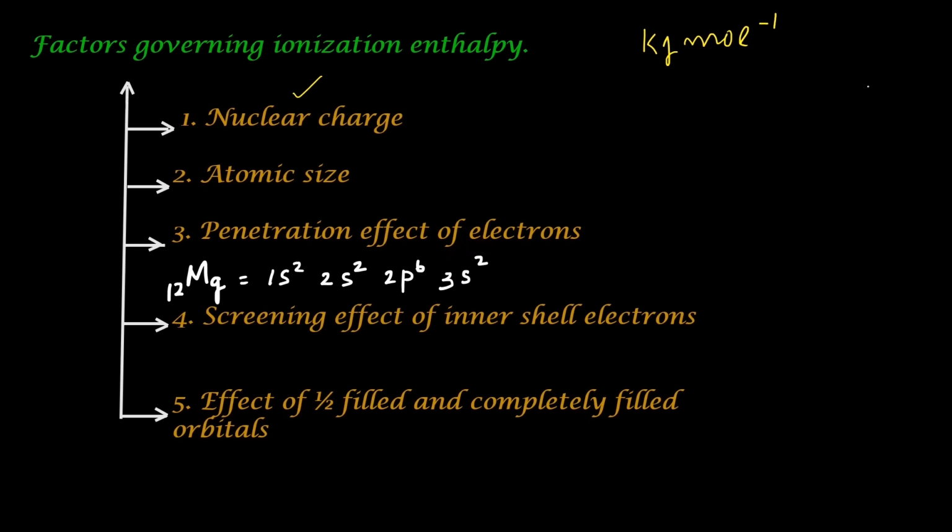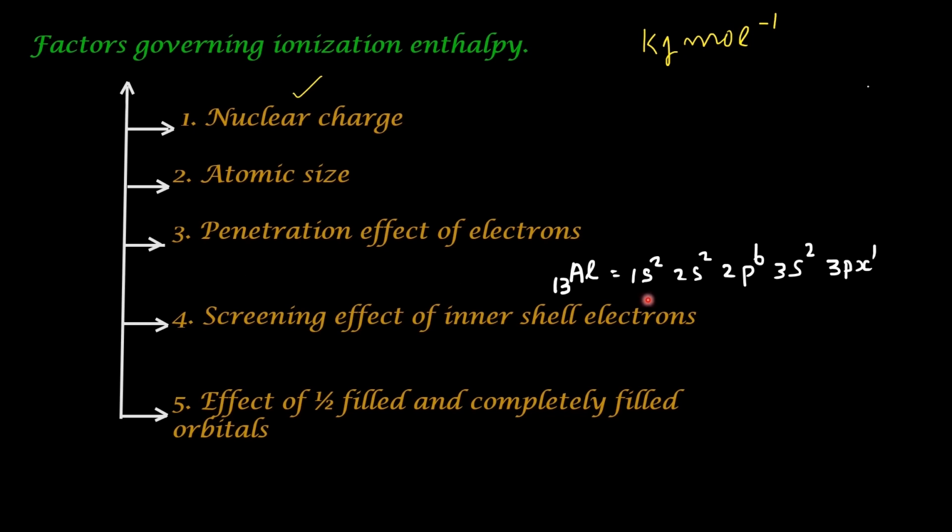Consider aluminium, atomic number 13, which belongs to the same period. As per the electron configuration, the outermost electron, that is the least bound electron in the case of aluminium, is in the p orbital. The penetration of p orbital electrons is much less than that of s orbital. Therefore, although the nuclear charge of aluminium is more than that of magnesium, and the size of the aluminium atom is smaller than that of magnesium, the ionization enthalpy of aluminium is much less than that of magnesium. Because in magnesium, the electron has to be removed from the s orbital, which has more penetration effect than in the case of aluminium, where the electron has to be removed from the p subshell, where the penetration effect is much less.